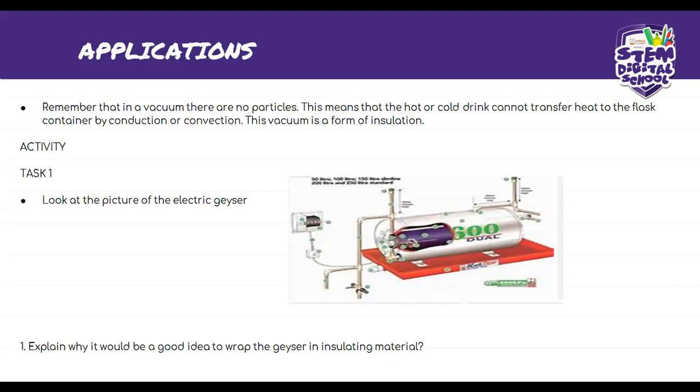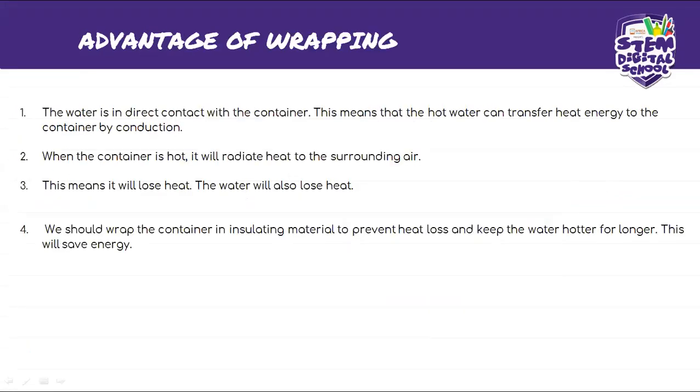So let's go to the next because the time is almost up. Some of you were right. So these are just advantages. Let's look at the advantages of wrapping an object with an insulator. This is just an explanation. The water in the container is in direct contact with the container.